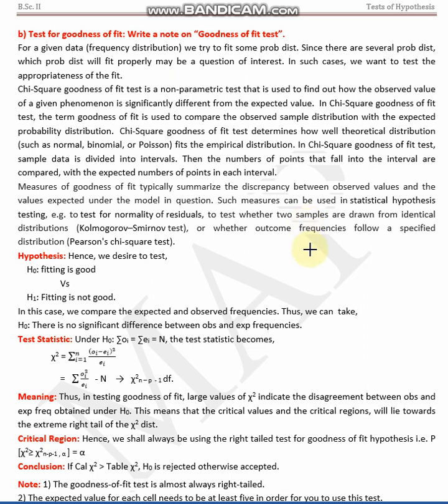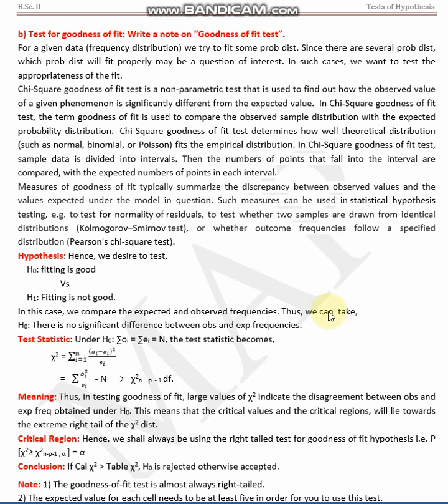The chi-square goodness of fit test is a non-parametric test that is used to find out how the observed value of a given phenomenon is significantly different from the expected value. In the chi-square goodness of fit test, the term goodness of fit is used to compare the observed sample distribution with the expected probability distribution. It determines how well a theoretical distribution, such as normal distribution, binomial distribution or Poisson distribution, fits the empirical distribution.